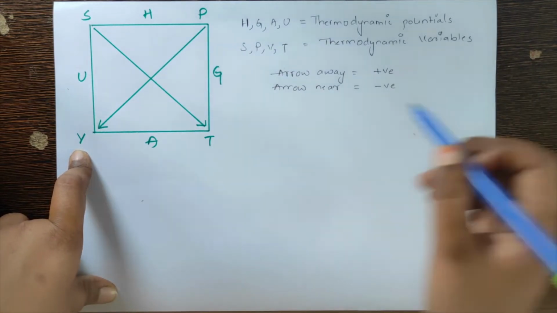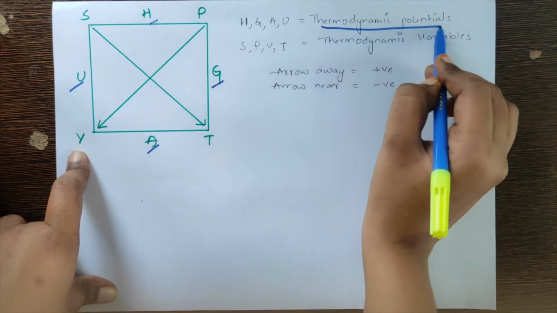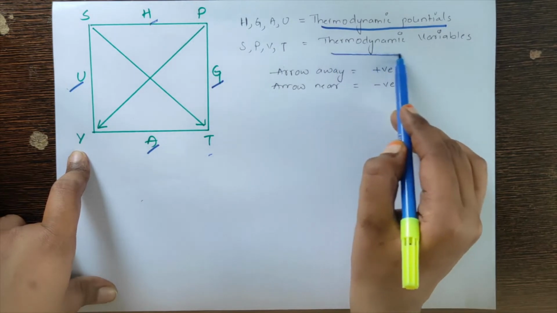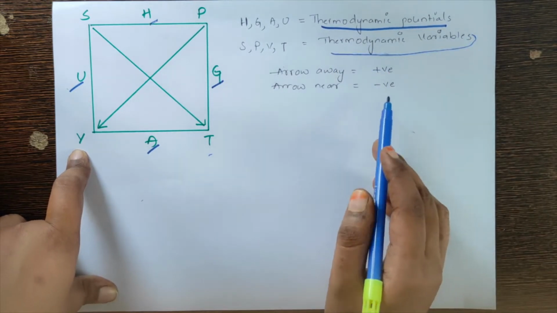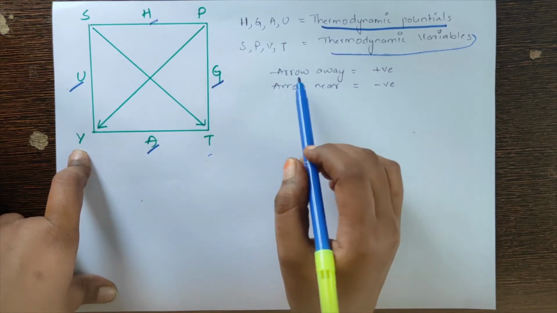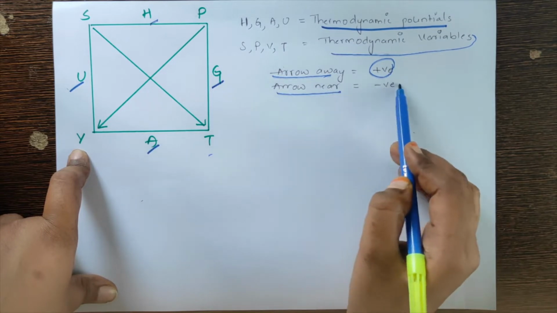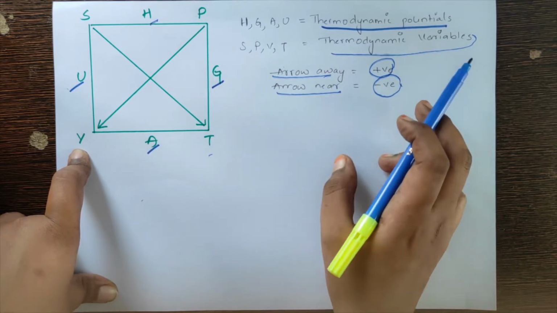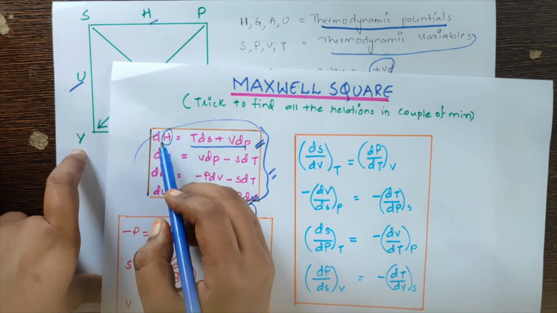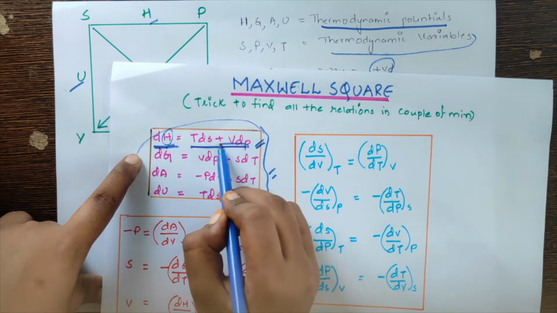Now, HGAU are thermodynamic potentials and SPVT are thermodynamic variables. You have to remember one more thing, that when we are deriving these relations, when the arrow is away we will get a positive charge, and when the arrow is near we will get the negative charge. And now we will be deriving this box first. Here we are deriving thermodynamic potentials using thermodynamic variables.